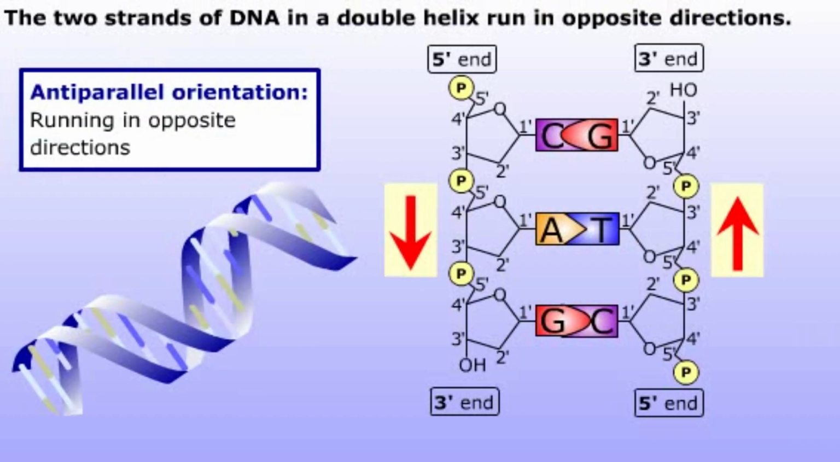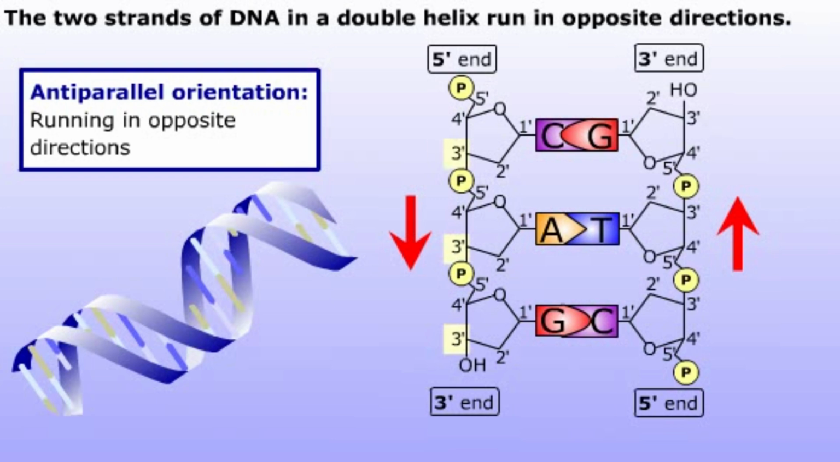Another interesting aspect of DNA structure is the orientation of the 2 strands in the double helix. The strands run in opposite directions. This is called an anti-parallel orientation. The carbon atoms in the deoxyribose sugar are carbon 1 to carbon 5. A phosphate group is bonded to the number 5 carbon, known as the 5' carbon, and another phosphate group is bonded to the number 3 carbon, the 3' carbon.